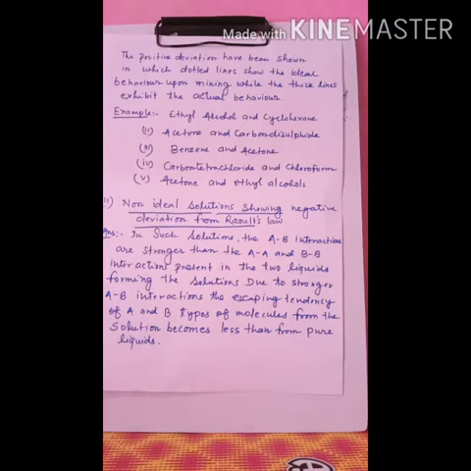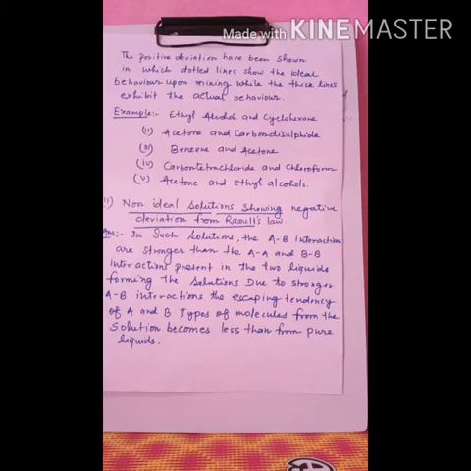Now we are giving some examples: ethyl alcohol and cyclohexane, acetone and carbon disulfide, benzene and acetone, carbon tetrachloride and chloroform. All are examples. If you prepare a binary solution from these, you will find positive deviation.